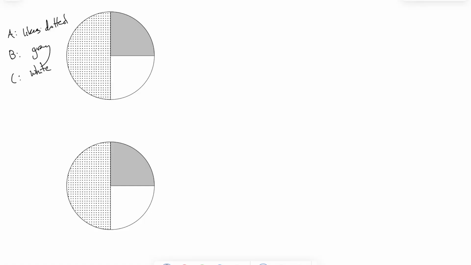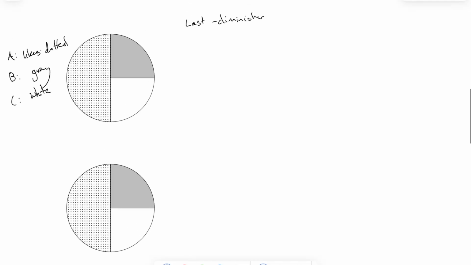All right, and they're going to do this last diminisher procedure. As usual, there are many ways that this could go, but let's try and do it. We begin with A. In order, A, then B, then C. It actually matters. They're going to take turns, and you'll get different answers depending on what order they go in. So let's all just do A, then B, then C.